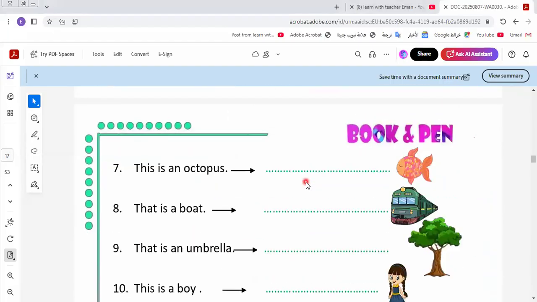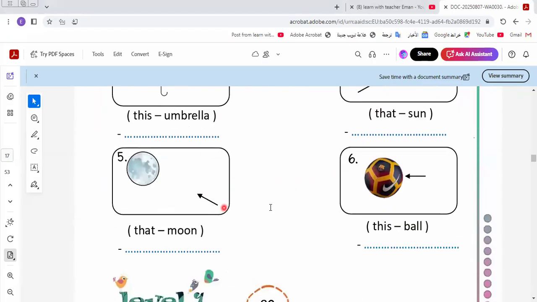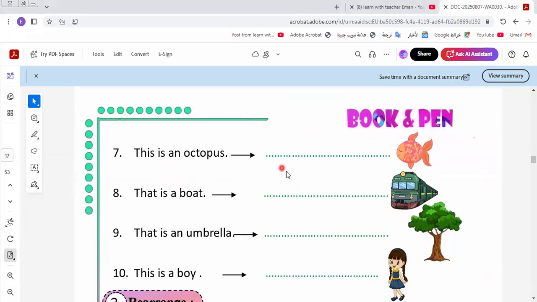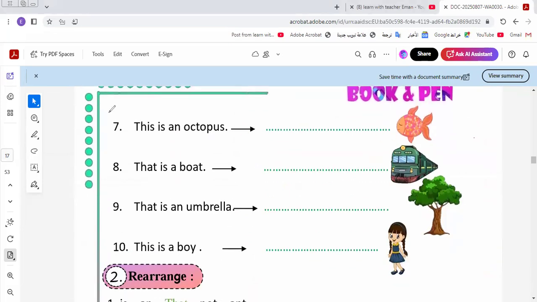I will leave the rest to do by yourself. You have two pictures. I will leave it to do by yourself. Now we know how to do it. Here we say, this is an octopus. Is it an octopus? No, it's not an octopus. It's a fish. So we say this is a fish.